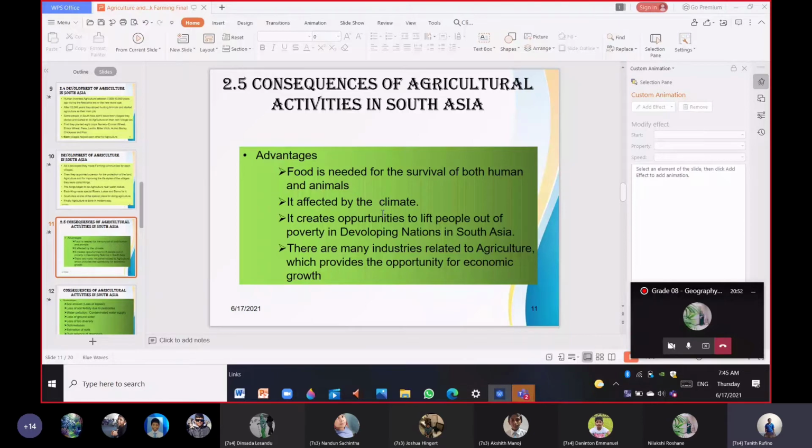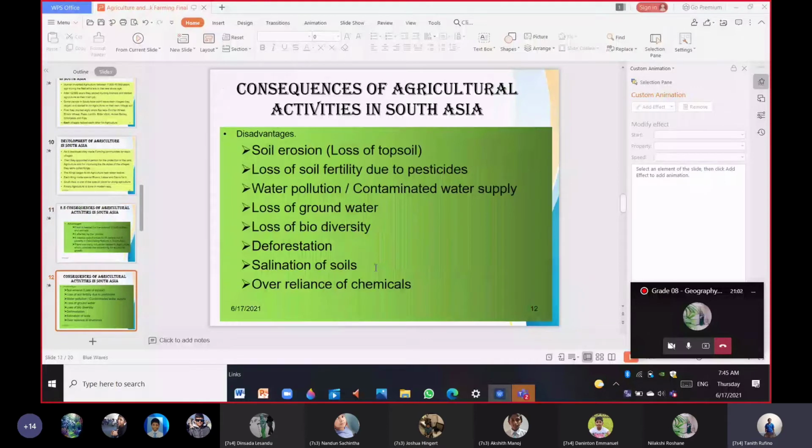So the disadvantages are soil erosion. This is a common factor for agriculture. Another disadvantage of agriculture is loss of soil fertility due to pesticides. We all use pesticides in modern agriculture. So water pollution or contaminated water supply, loss of groundwater, loss of biodiversity, deforestation.